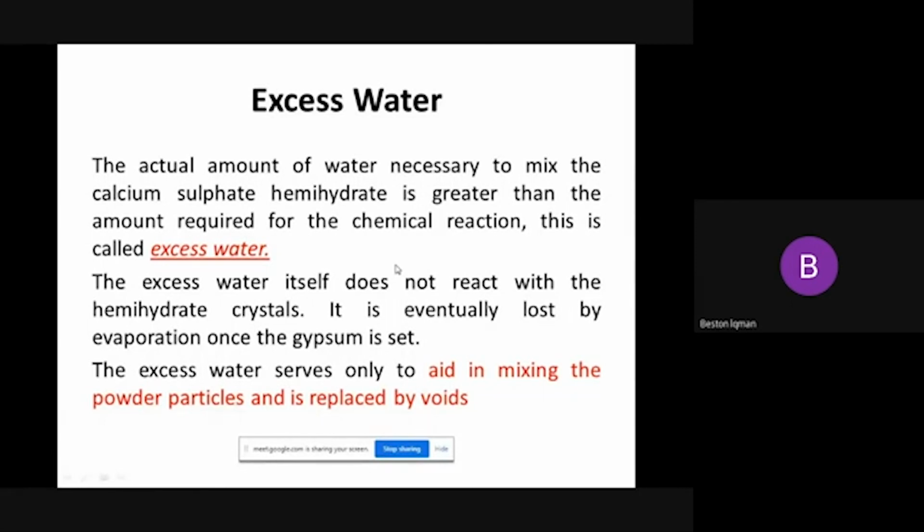What is the benefit? Only that mixing will be accurate. But during the reaction the excess water will evaporate, because the chemical reaction is driven by temperature. The water will evaporate, and instead the place of the water will be empty. That means it will produce gas and become porous. This is the disadvantage.